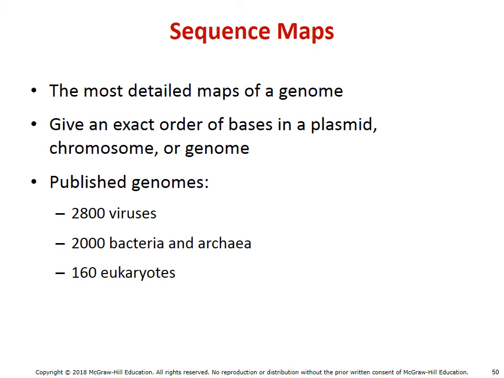But really, sequence maps tell us the information we need to do all the work we need to do. And so we need to know the sequence before we can manipulate the sequence. There are lots of sequence maps out there. There are published genomes for huge amounts of viruses and bacteria, and even some eukaryotes. They tend to be smaller, simpler eukaryotes, but they're also genomes of eukaryotes.